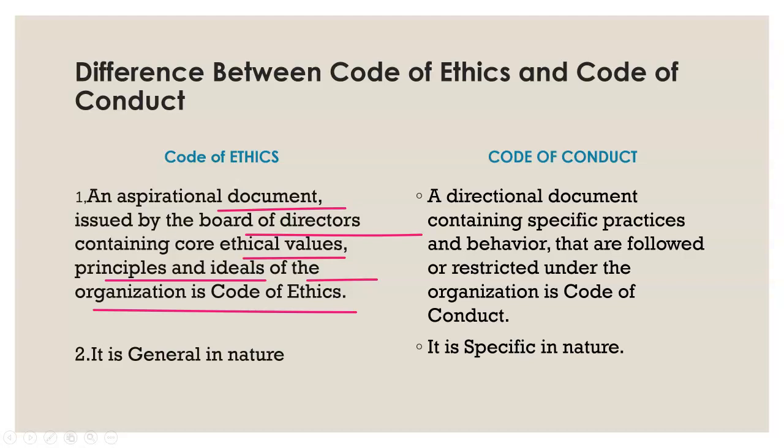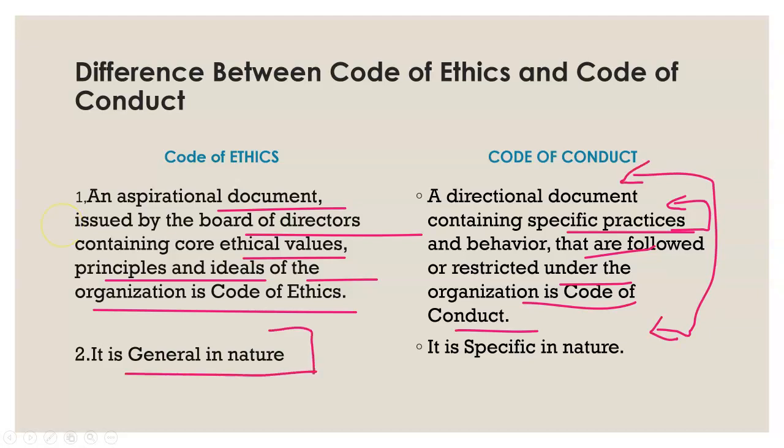On the other side, the code of conduct is directional, which contains specific practices. It talks about specific rules and regulations. So when it says that you have to come at 9 a.m., it becomes more like a code of conduct, right? So they are followed and restricted under the organization's code of conduct. So anything you break in this part will definitely hurt you, because your violations will be punished over here. Very simple. The code of ethics is very general in nature. It is not very specific. On the other side, the code of conduct is very specific in nature, right? It gives you everything in great detail, that you have to come at 9, you have to go at 5, you have to do this, you have to do that. It is very clear, and it also moves from profession to profession. Code of conduct does vary, right?